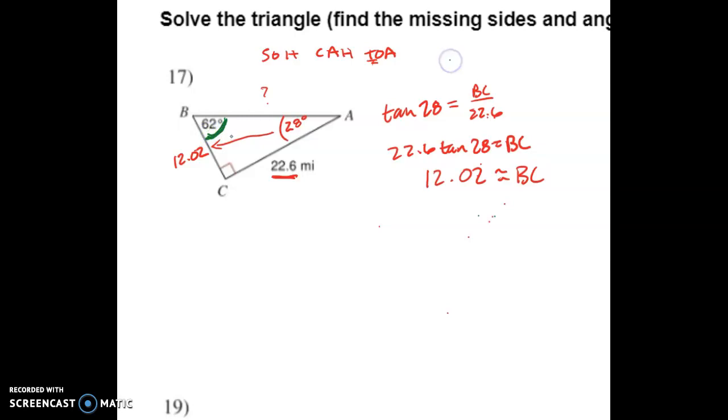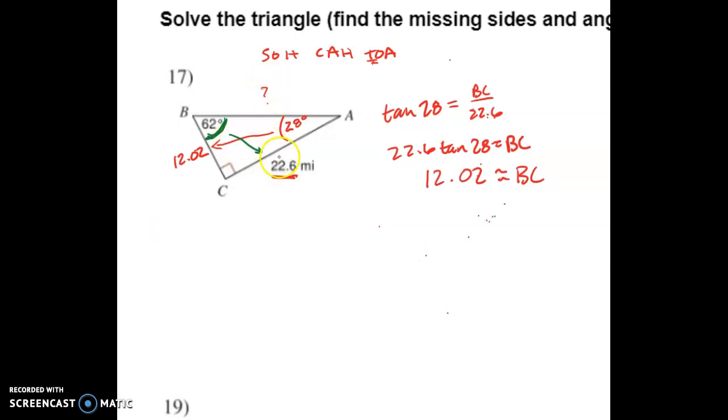I know the 22.6, and we want to use the 22.6 because that's an exact measurement. This 12.02 was rounded, so if we use this, then we get a rounded answer up here, and then we round that answer, and all of a sudden we've rounded twice. You want to minimize your rounding if you can.